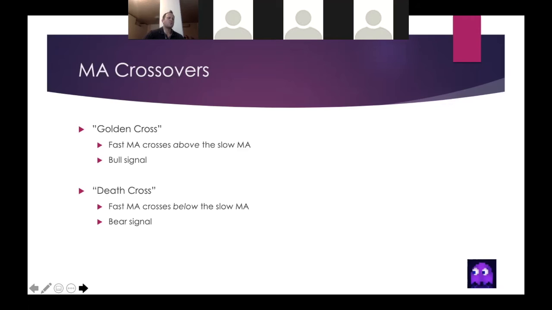Okay, so why would I want to use two moving averages? Well, with two moving averages, I can identify certain behaviors. For example, we have a golden cross, where the fast moving average crosses above the slow moving average. That is taken to be a bull signal. And the converse, the death cross, as we call it, where the fast moving average crosses below the slow moving average, we take to be a bear sign.